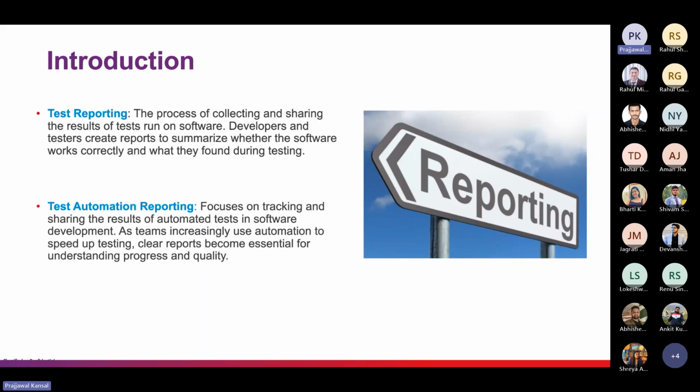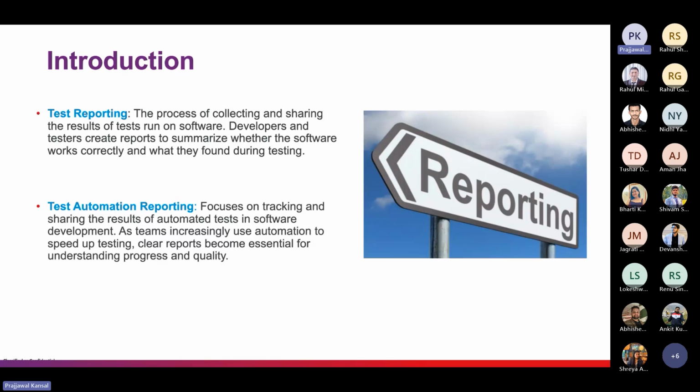It's all about tracking and sharing the results of tests that are run automatically, rather than on the manual side. As teams use automation more to speed up the testing process, having a clear report is crucial for understanding how well the software is performing and how much progress has been made. If I take an example, let's say a team is using automation tests for a web application. After running these tests, they generate a report that mostly indicates the test summary, pass, fail, script test results, execution time, and the error logs.